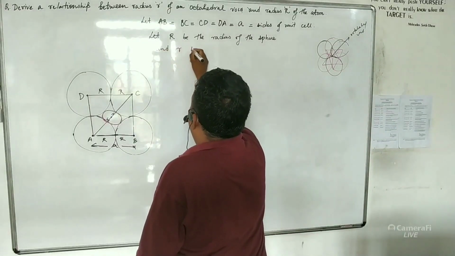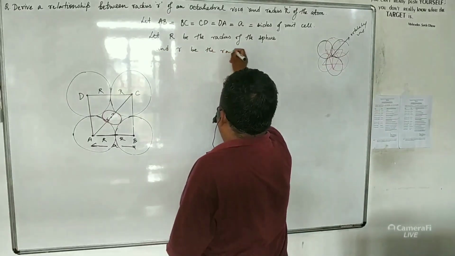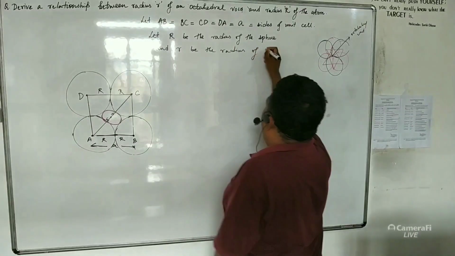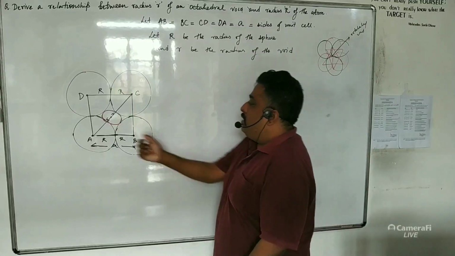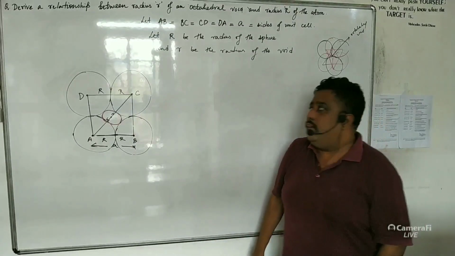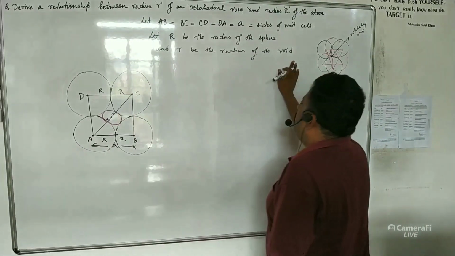And small r be the radius of the void. Okay, what kind of void is it, bacho? It's an octahedral void. Okay, I hope you have understood up to here.